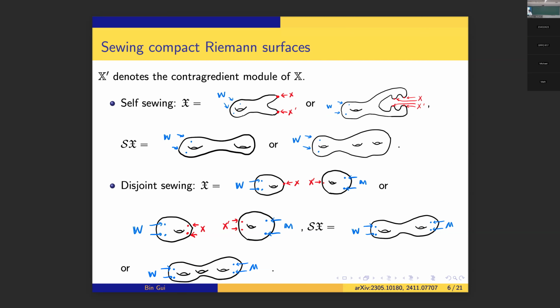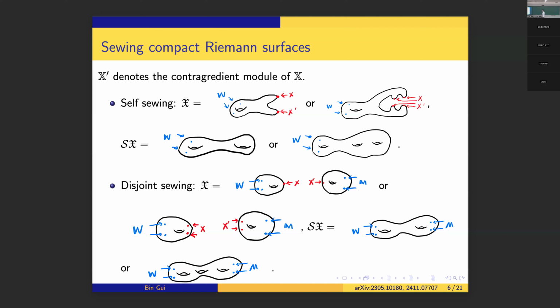You glue them together. Originally you have 2 components, each of genus 1. You glue them together, and forget that one, you just look at the bottom. Here you get a genus 3 surface. So forget this one. The sewing of X should be this genus 3 surface. Again, the sewing of the top one is this. The sewing of this one is that one.